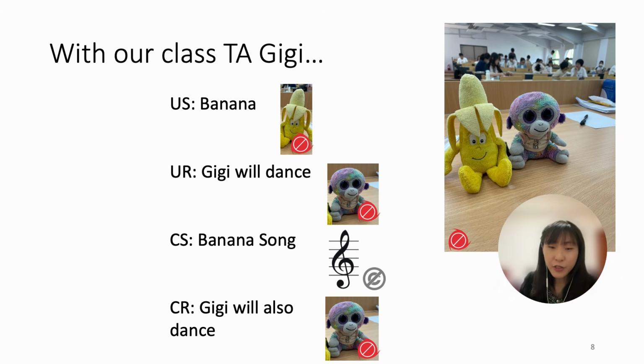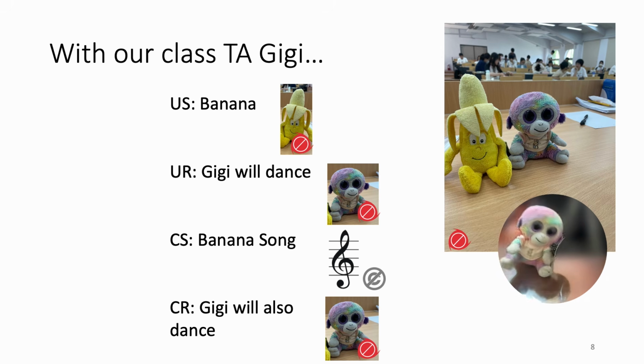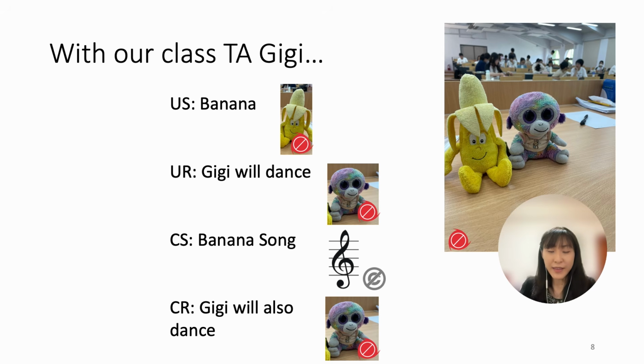But if I want to train Giggy to also dance when hearing a banana song, I will need to show the banana and then play the banana song at the same time. And after repetition, when I remove the banana, I want to train Giggy to also dance, but only with the banana song. So dancing without the banana would be the ultimate conditioned response. And that's the whole classical conditioning process.